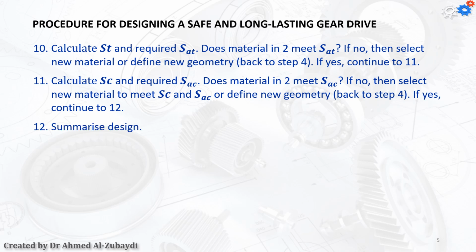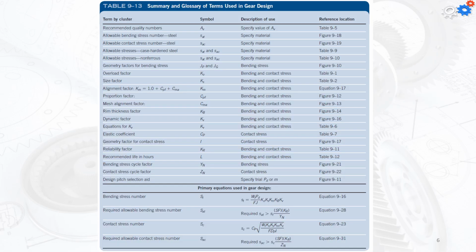Step number 12 is to summarize the design outcome. So table 9.13 can be used by yourself to do the summary for the design, and those are the terms used for the gear design. You can see that the first thing is going to be the recommended quality number, or the AV. We need to specify the value for the AV, and this can be done by using table 9.5.